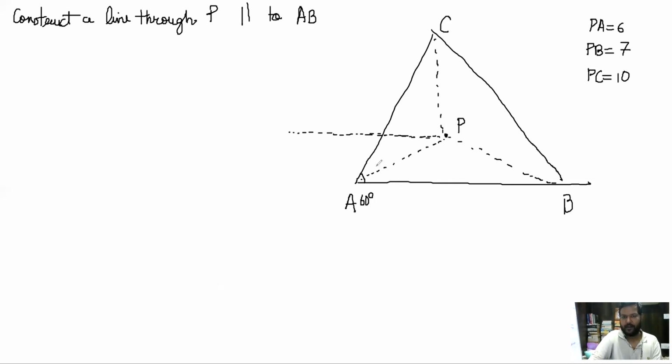This line is parallel to AB, and a line through A which is parallel to PB. So I'll make a line like this, which is parallel to PB. Let's say these two lines intersect at D, and this point, let's call it E. Okay, so I have a parallelogram. This is parallel to this by construction, and this is parallel to this. I have a parallelogram ABPD, right?